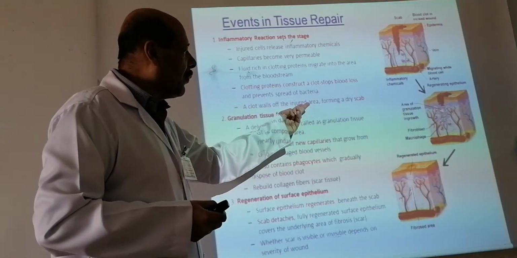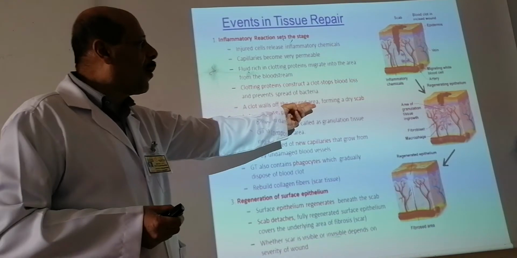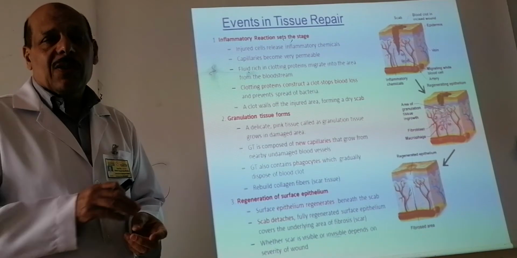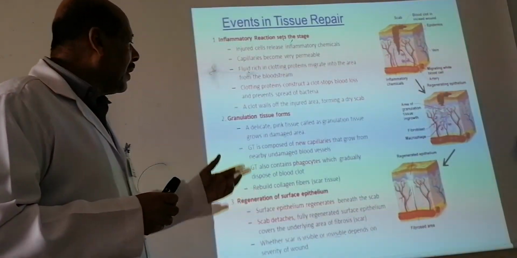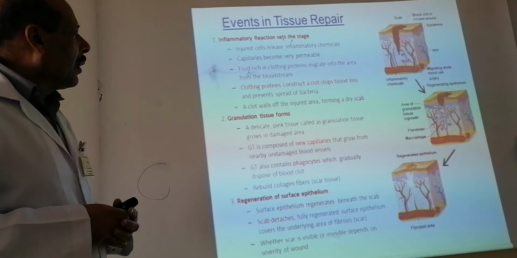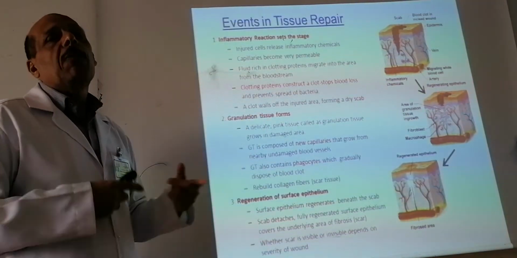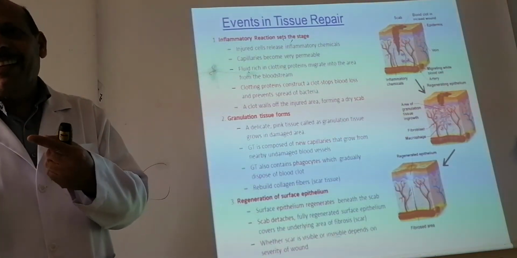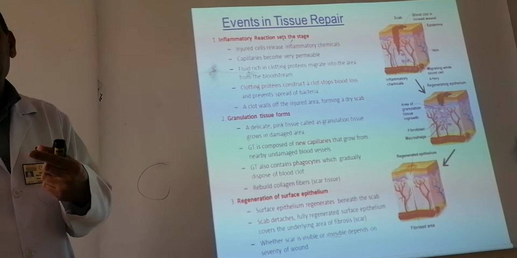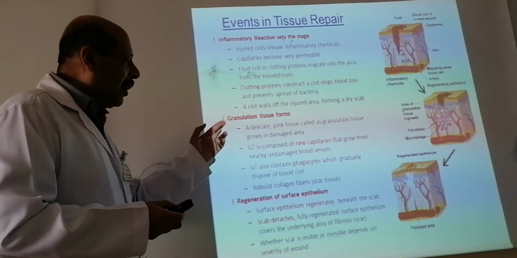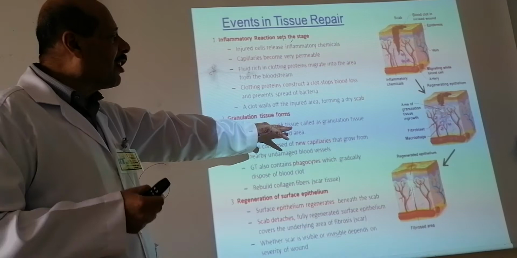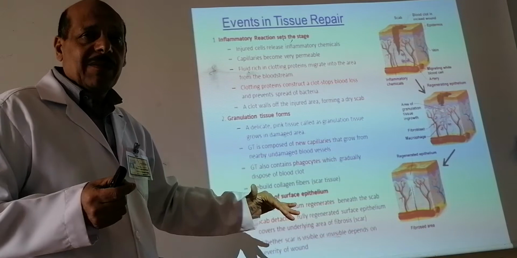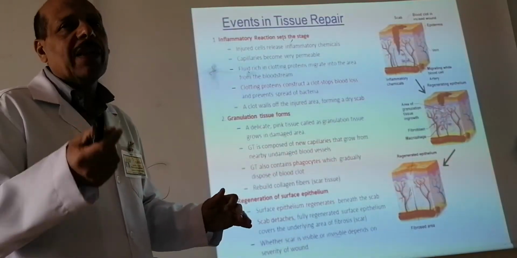A clot walls off the injured area, forming a dry scab material, so it will be dried out. Then the granulation tissue will be formed. The granulation tissue, this is the soft tissue that you will see when the tissue starts to heal. We call it the granulation tissue. A delicate pink tissue called the granulation tissue grows in the damaged area.